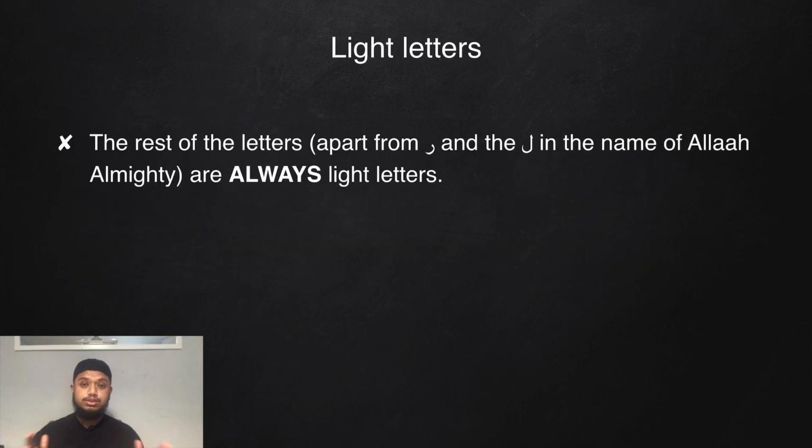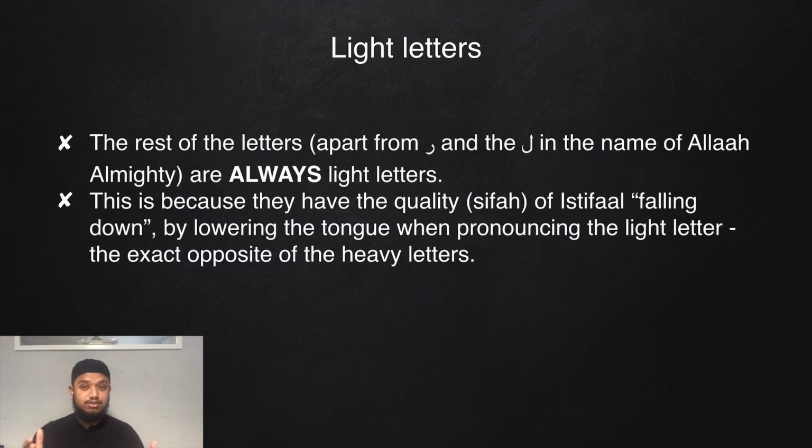And now we move on to light letters. The rest of the letters, apart from ra and the lam in the name of Allah Azza wa Jal, are always light. This is because they have the quality of istifal. When we pronounce the light letters, we do not raise the back of our tongue as we do when we read the heavy letters. Instead, the tongue is just down. As I mentioned, we'll cover all the sifat characteristics later on in the series.